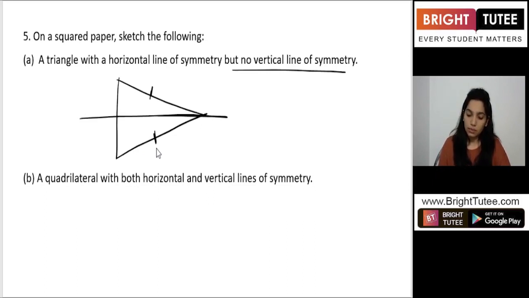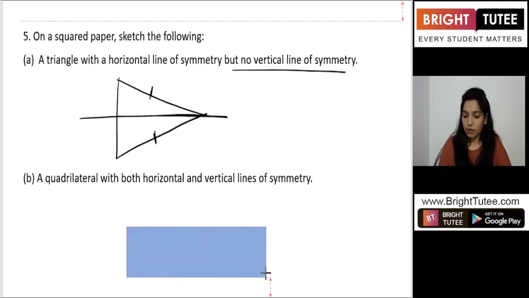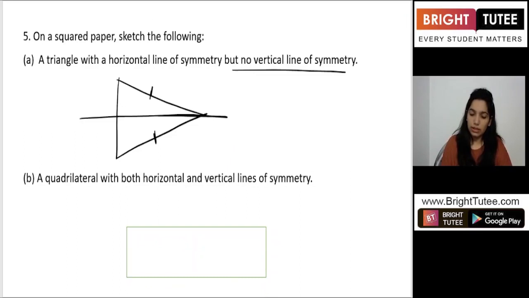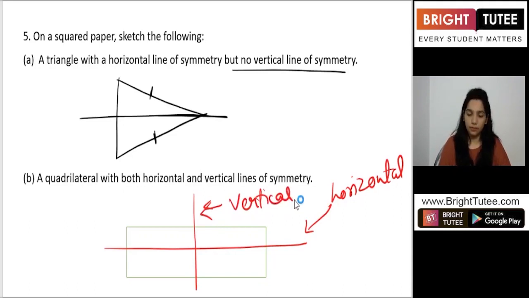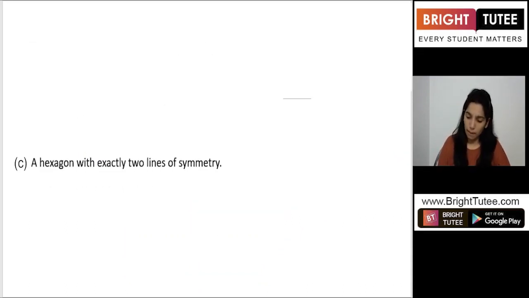Okay, now the next one is a quadrilateral with both horizontal and vertical line of symmetry. It's simple. What shape is a quadrilateral? It is the shape that has got four sides, right? So if I'm drawing a rectangle, clearly it will have how many lines of symmetry? It will have a horizontal line of symmetry and a vertical line of symmetry. This one is horizontal, and this one here, the standing line that we have, is the vertical line of symmetry. Okay, now let's move ahead.